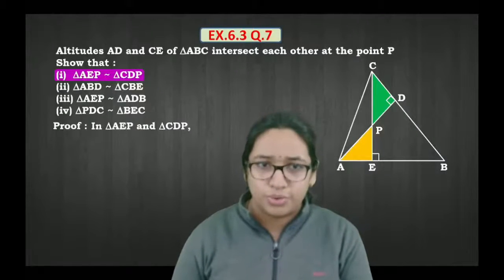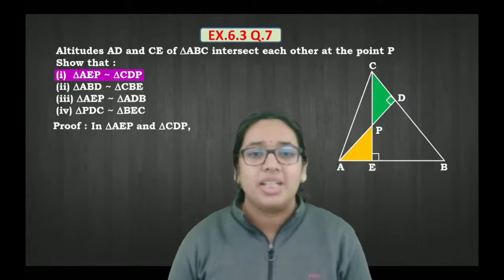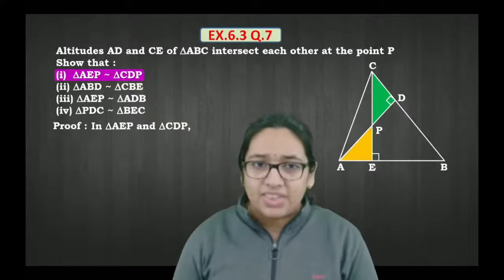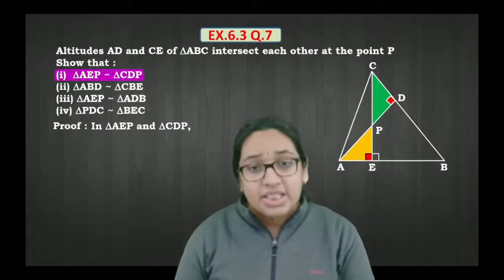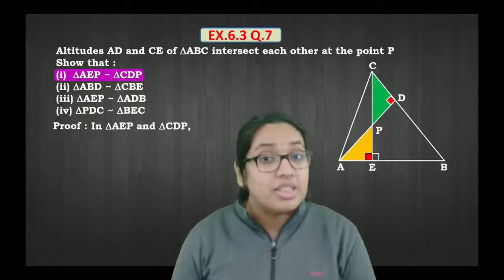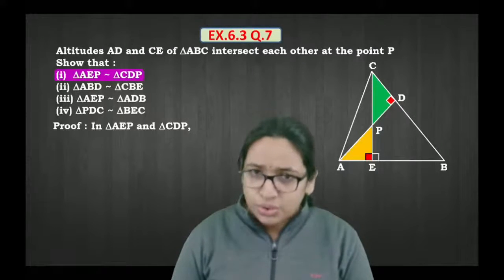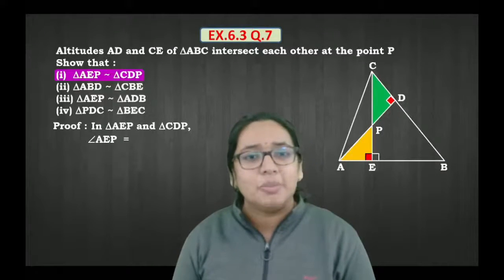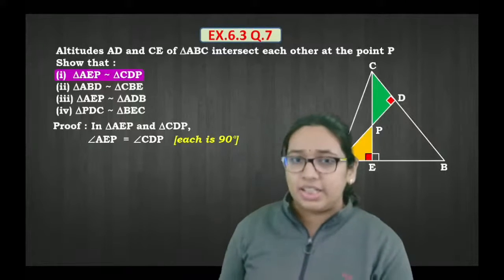We'll start our proof. What we have to do? Whichever triangles' similarity you have to write, first you have to write the names of the triangles, right? So in triangle AEP and triangle CDP, we can see angle E and angle D are of 90 degrees, right? What will be the reason for it? Obviously, AD and CE are altitudes. So we can say that angle AEP and angle PDC will be 90 degrees. Correct. Getting this one?